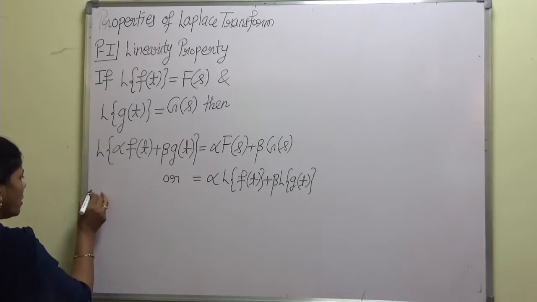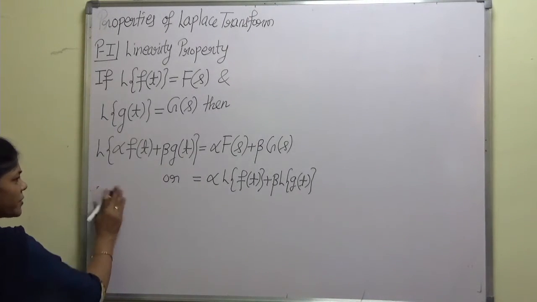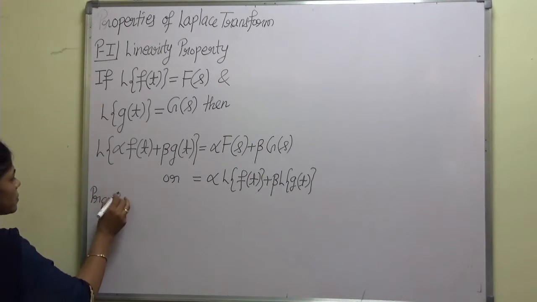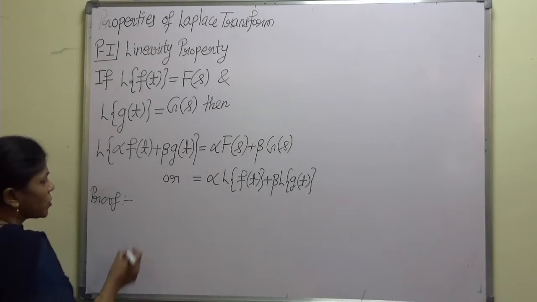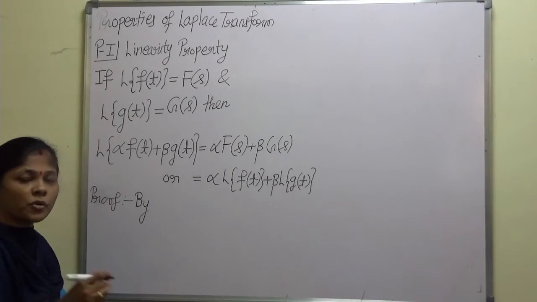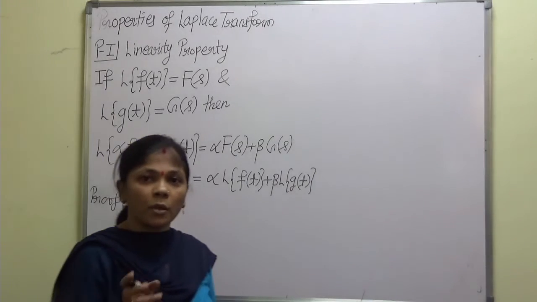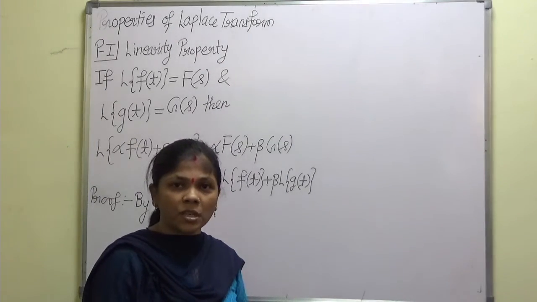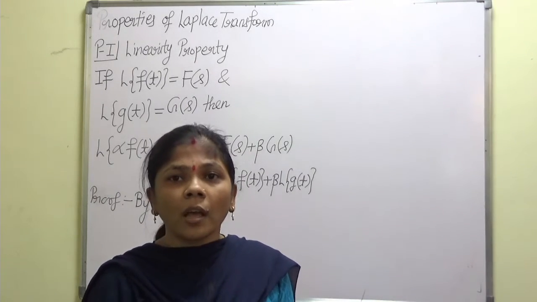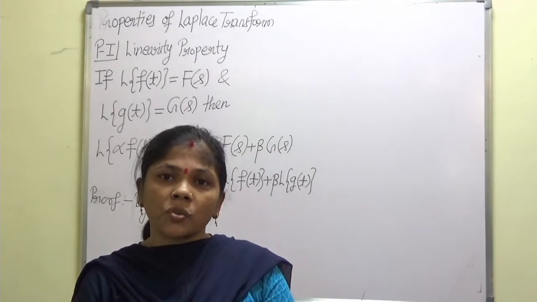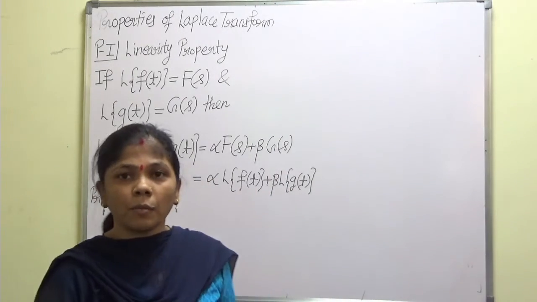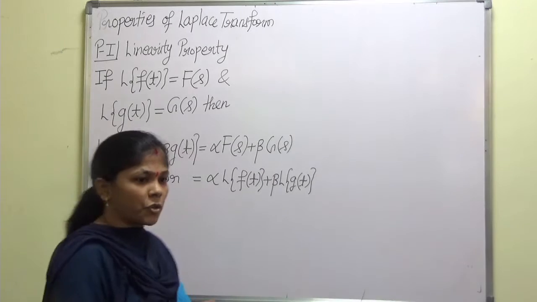Now this property can be extended when we have a number of terms. So in general, let us first prove this property. So proof. We will go according to definition. Remember, most of the properties are proved by making use of definition of Laplace transform. So far what we have discussed is only the definition, and we have derived the Laplace transform of some of the algebraic functions. So here we make use of only the definition, right?